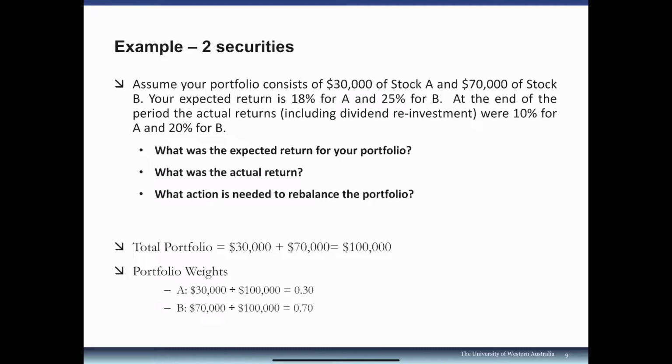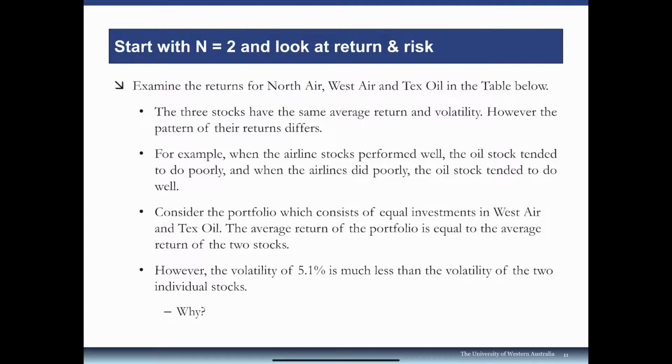Anyway, this is an important example. Hopefully, I'm not giving you too many hints. So we are doing portfolio construction. It makes sense to start everything with n equals 2, which means buying two stocks. So let's start with n equals 2 and look at return and risk.